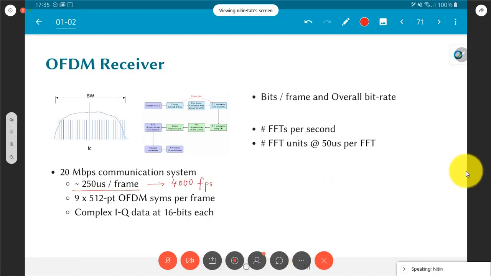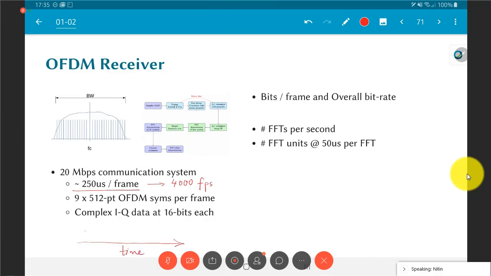So what exactly is a frame in the context of a communication system? Essentially, if this is the time axis, we have some set of samples which constitutes a frame, and this is frame one, and immediately after that we have frame two and so on. So we have a sequence of frames coming one after another. This is purely at the physical layer.